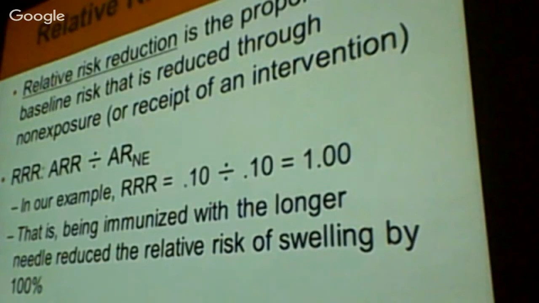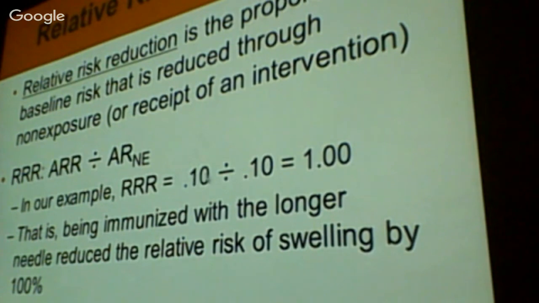Huge. Now we care about this other thing called relative risk reduction. A lot of terms to remember here. Relative risk reduction is my absolute risk reduction divided by the absolute risk in my non-exposed group. Okay, remember my absolute risk reduction is when I subtracted those two absolute risks.